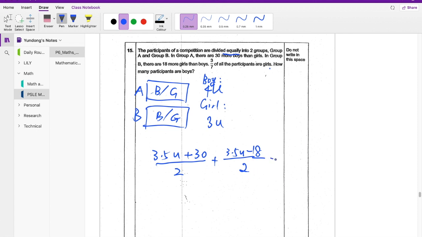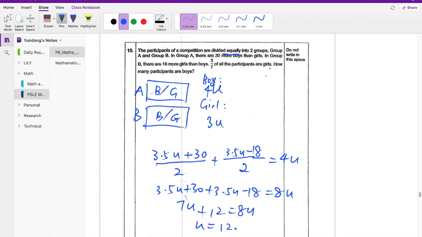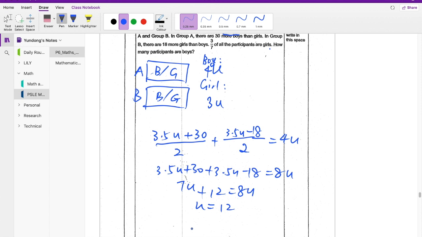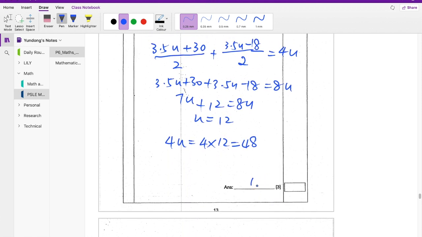So in total we have 4U boys. Then we remove the 2 here, so we have 3.5U plus 30 plus 3.5U minus 18 equals 8U. So here I have 7U plus 12 equals 8U. U equals 12. Then how many participants are boys? Well, we set boys as 4U at the start. So 4U equals 4 times 12, which equals 48. So this is the answer.